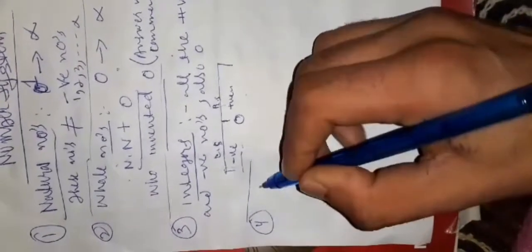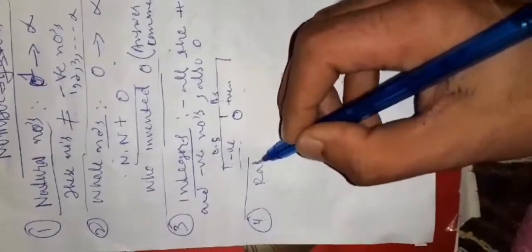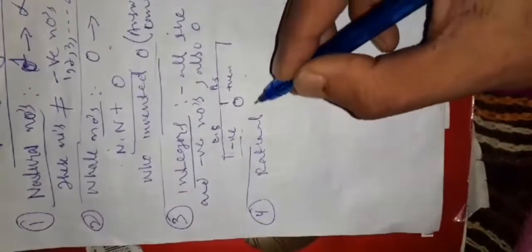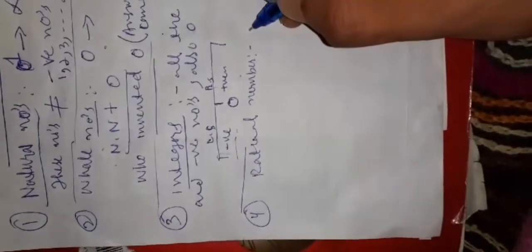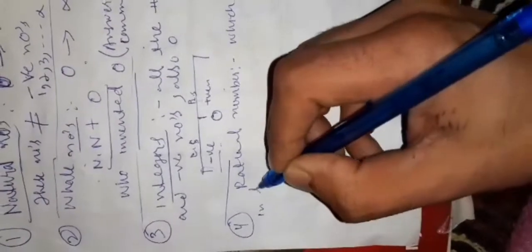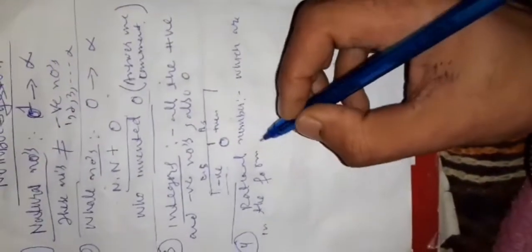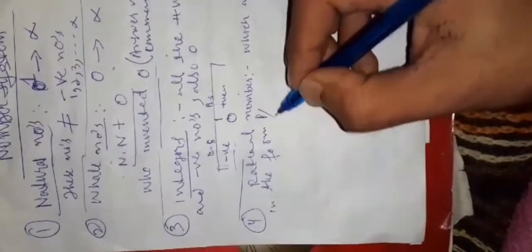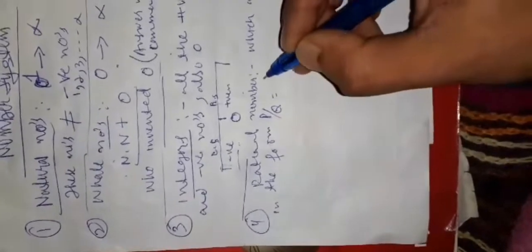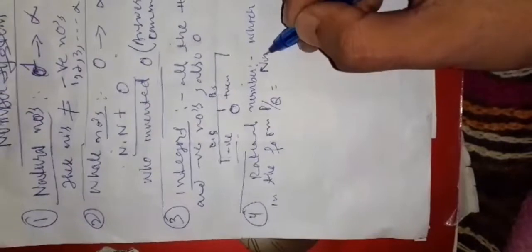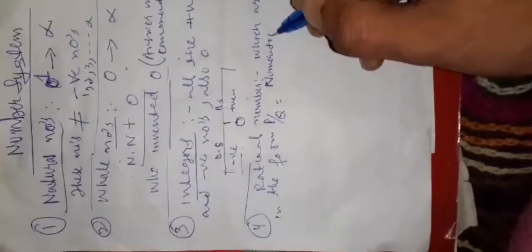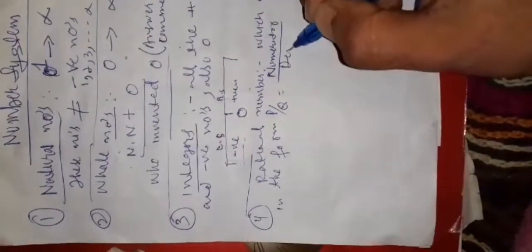Now number 4 is rational numbers. Rational numbers are those numbers which are in the form of p by q. That means numerator by denominator.